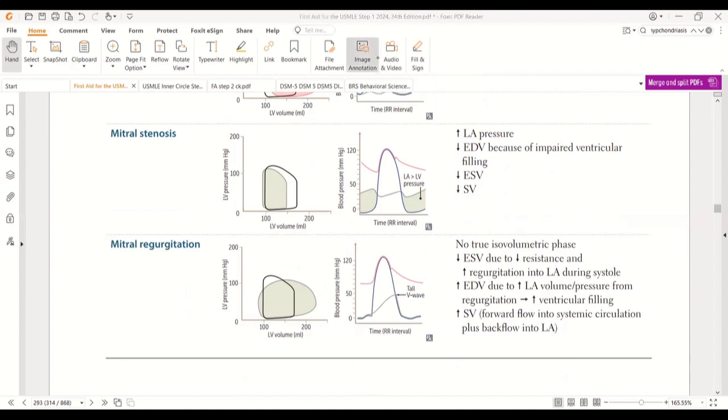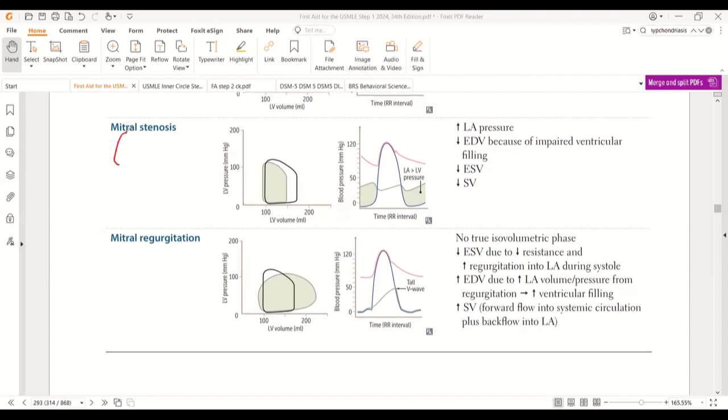Okay, the mitral stenosis. It is a stenotic lesion, so what happens? Stroke volume will decrease, right? Is it a systolic murmur or a diastolic murmur? Diastolic murmur.